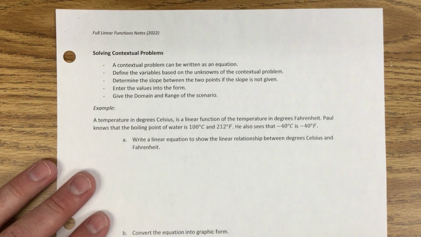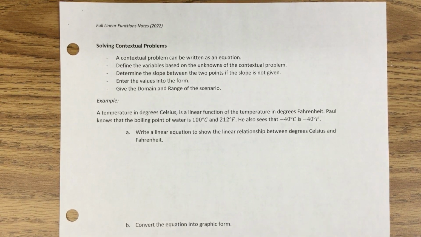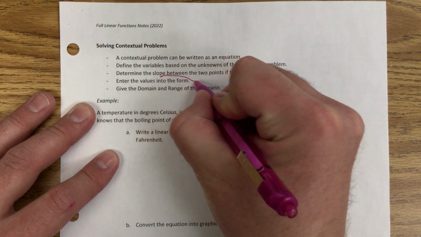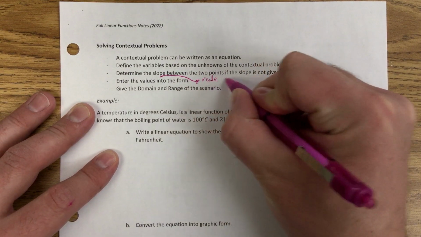All right, solving a contextual problem. A contextual problem can be written as an equation as well. We first of all need to define the variables based on the unknowns of the contextual problem, and then determine the slope between the 2 points if the slope is not given. Again, remember that this is important here. Our slope is our rate of change.